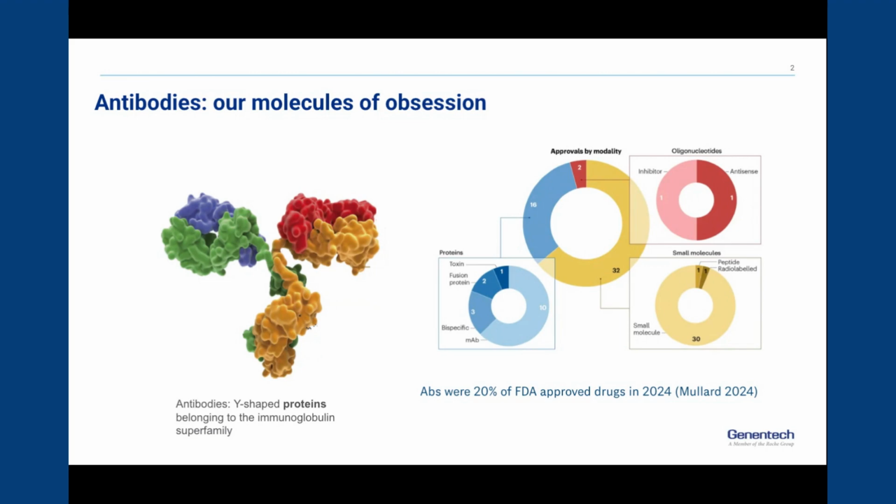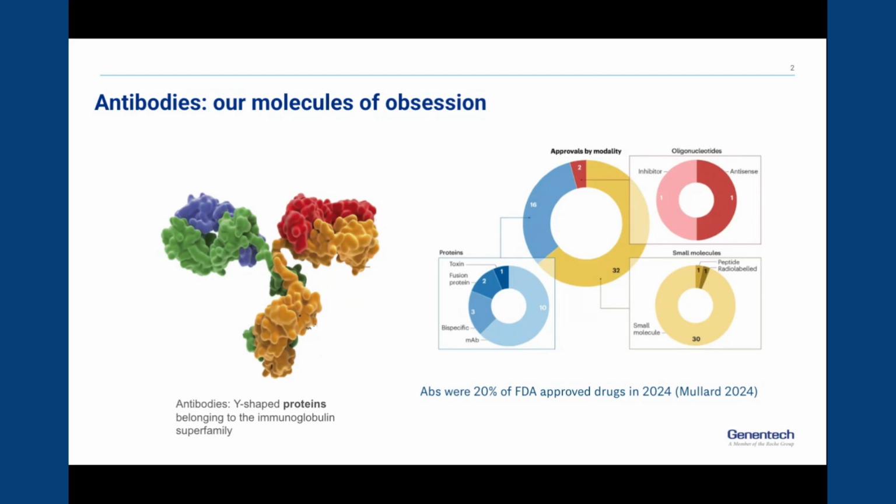On the left-hand side here, you can see the cartoon picture of an antibody. We often say it's a Y-shaped molecule. It's the molecule, like I said, of our obsession. This is the molecule that protects us from the world. It's generated by our immune system to block foreign pathogens. On the right-hand side, you can see statistics from last year's report of how many antibodies were FDA approved, and almost 20% of the FDA approved drugs are antibodies.